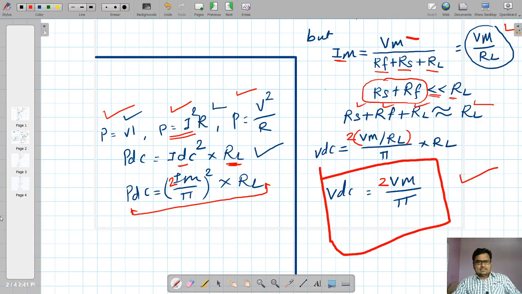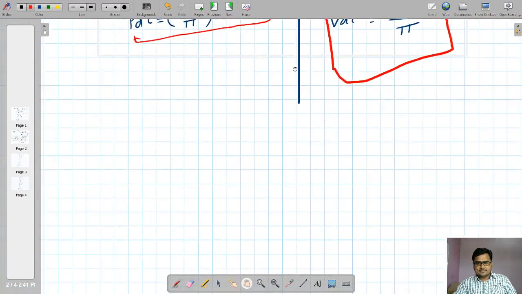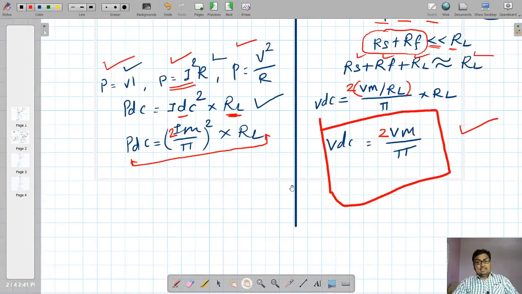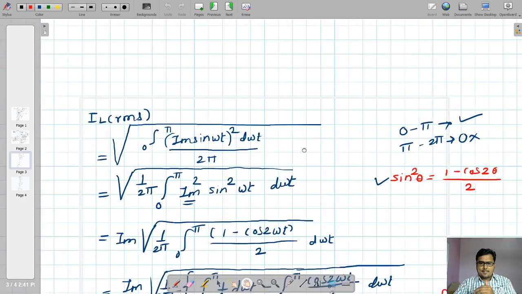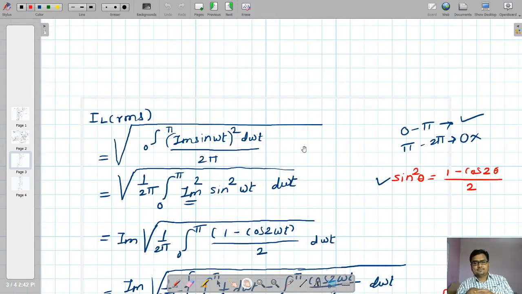Now look at this, DC power, DC voltage and DC current, that part we are done with. Now the next parameter for the full wave rectifier, we follow the same sequence with reference to the half wave rectifier. In the case of the half wave rectifier, we were done with DC current, DC voltage, DC power. Then we started with AC current, AC voltage and AC power.